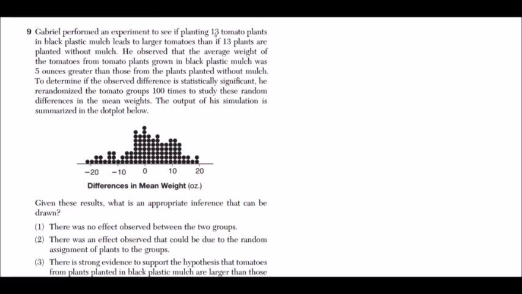Gabriel performed an experiment to see if planting 13 tomato plants in black plastic mulch leads to larger tomatoes than if 13 plants are planted without mulch. He observed that the average weight of the tomatoes from tomato plants grown in black plastic mulch was 5 ounces greater than those from the plants planted without mulch. So it does appear on the surface that his experiment was valid, because he was trying to see if planting them in black plastic mulch leads to larger tomatoes. And it says that the ones in the black plastic mulch had a 5 ounce greater weight on average than those from the plants planted without the mulch. So it looks pretty good so far.